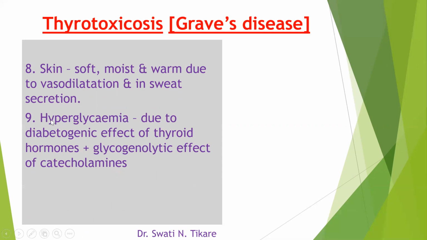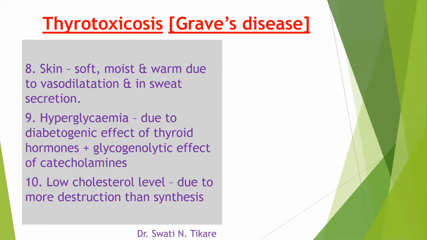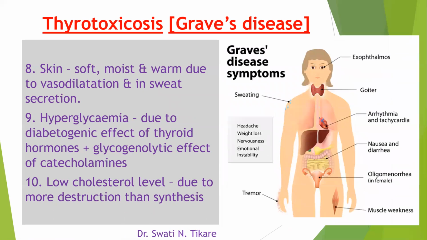Hyperglycemia. Okay, so here when excess is there, there is hyperglycemia due to diabetogenic effect of thyroid hormones plus glycogenolytic effect of catecholamines. As I was telling you, catecholamines are hyperglycemic. Okay, and they work only in presence of thyroid hormones. So both together cause hyperglycemia. Cholesterol levels are very low. Okay, so cholesterol levels are low.